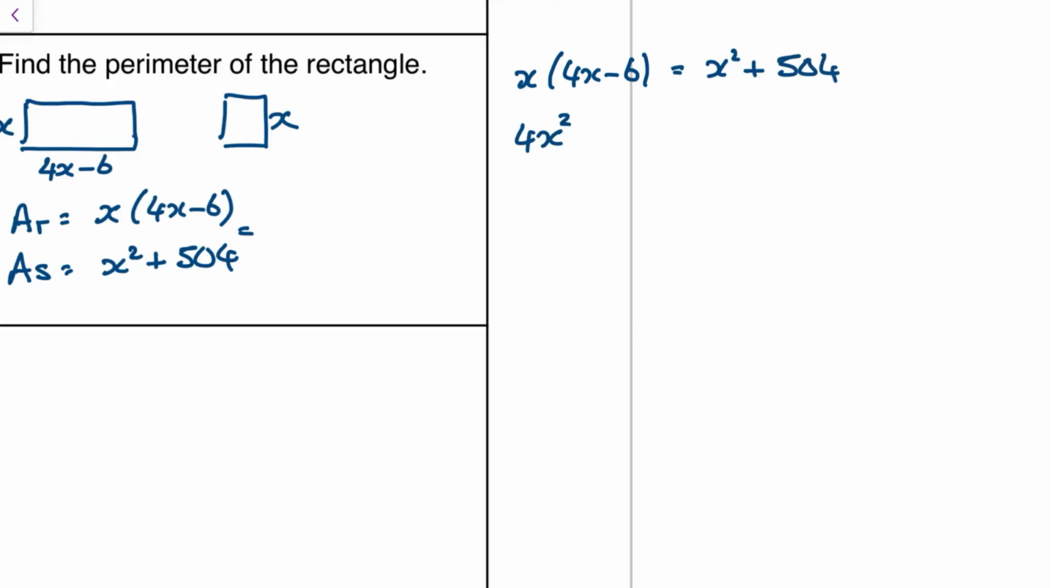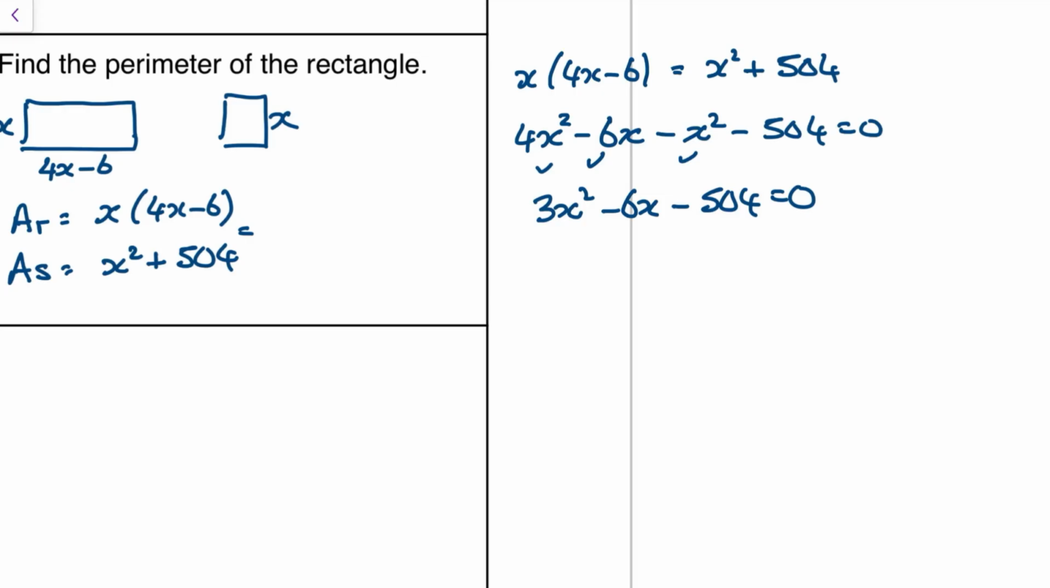Expand, so 4x squared minus 6x minus x squared minus 504 equals 0. Collect my x squareds, which give me 3x squared, minus 6x and minus 504. It all divides by 3, which is quite good. So divide by 3, that's going to give me x squared minus 2x minus 168 equals 0. Now, as I've said in other videos, you may not know your 12 and your 14 times table, but as you do more maths, you do come across these numbers. I know this is going to be x minus 14, x plus 12.